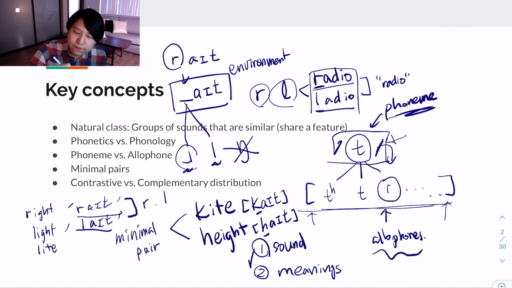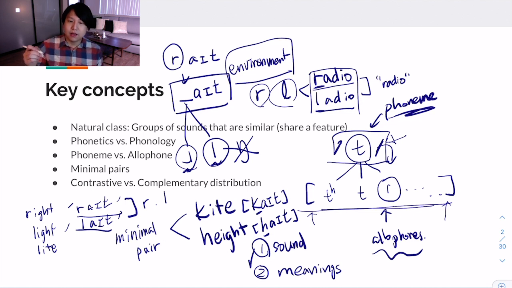So if two separate sounds appear in a single environment, there are many different environments in this language, and in certain environments these two sounds can coexist, and they mean different things. That's why these two sounds are said to have a contrastive distribution. If two sounds can exist only in different environments, they are said to be in complementary distribution.